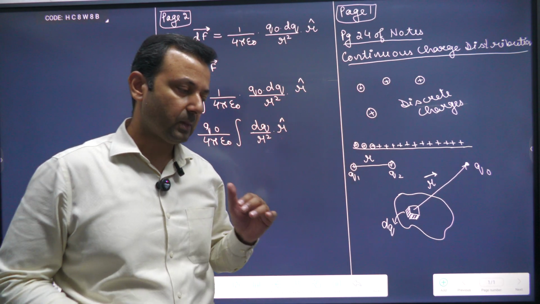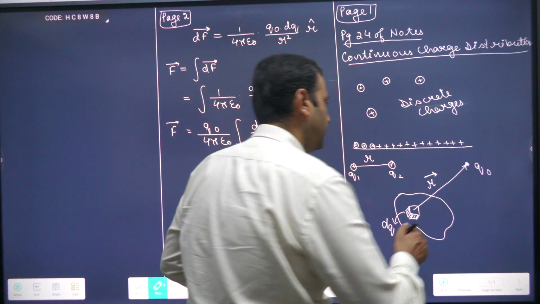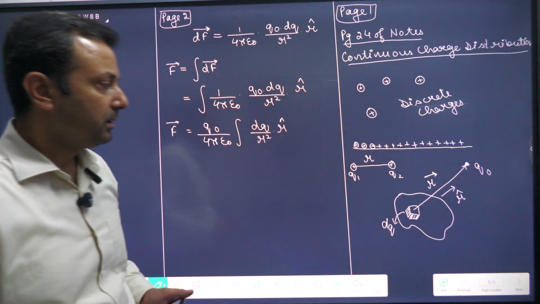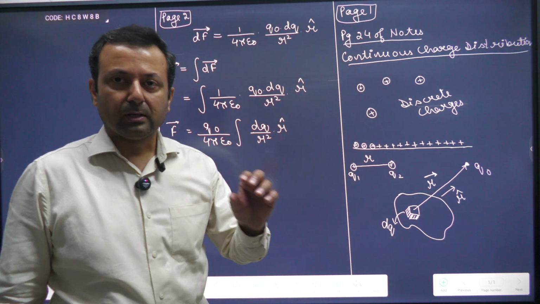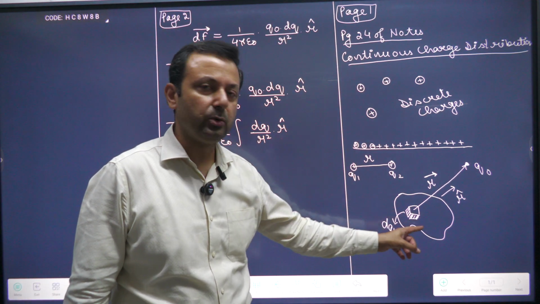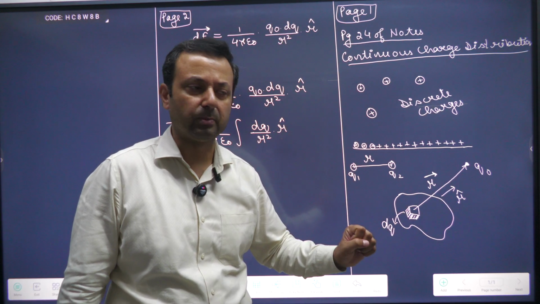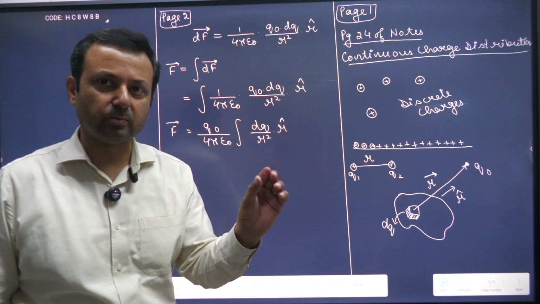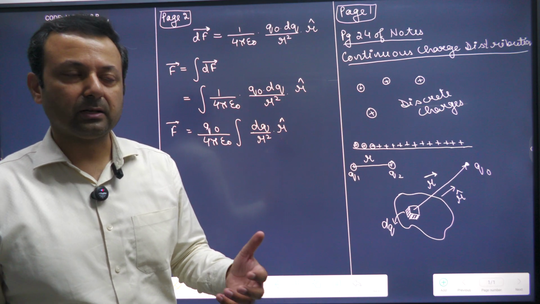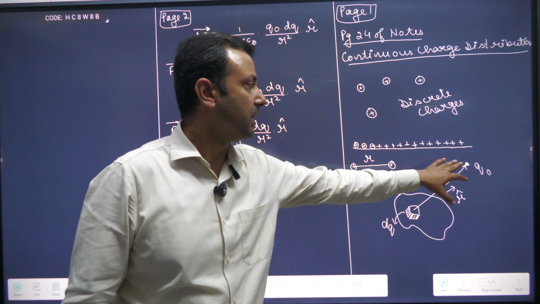So the direction will be from dq to q naught. That's why I have taken the unit vector r cap along this direction. With the help of this force, there are so many dq's inside this irregular shape, so many small charges. If we add up all these charges, then we will get the complete force between this surface of charges and this q naught.